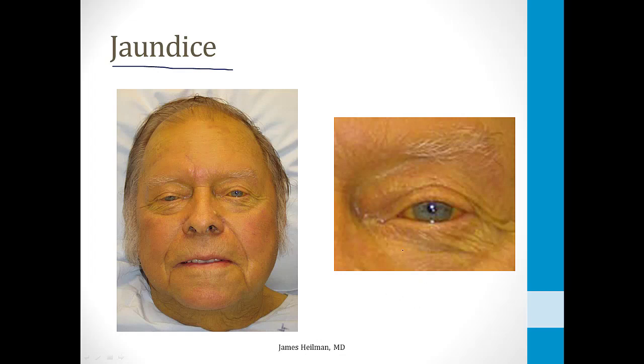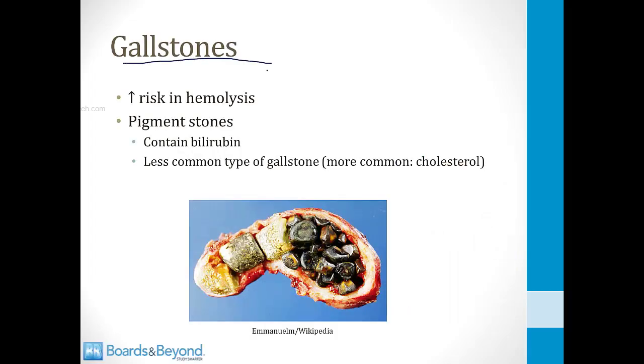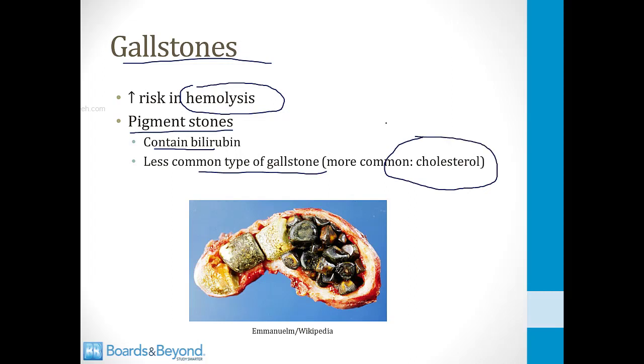You can also find it in the sclera of the eyes, as you can see in the zoomed-in picture here on the right. You can get this obviously in liver and biliary disease where you cannot excrete bilirubin, but in the setting of hemolysis, you get it because of overproduction of unconjugated bilirubin. There's an increased risk of gallstones among patients with chronic hemolysis, and hemolyzers form a special type of gallstone called pigment stones which contain bilirubin. These are the less common type of gallstone. The much more common type is cholesterol gallstones, and I talk about gallstones in detail in some of the GI modules.